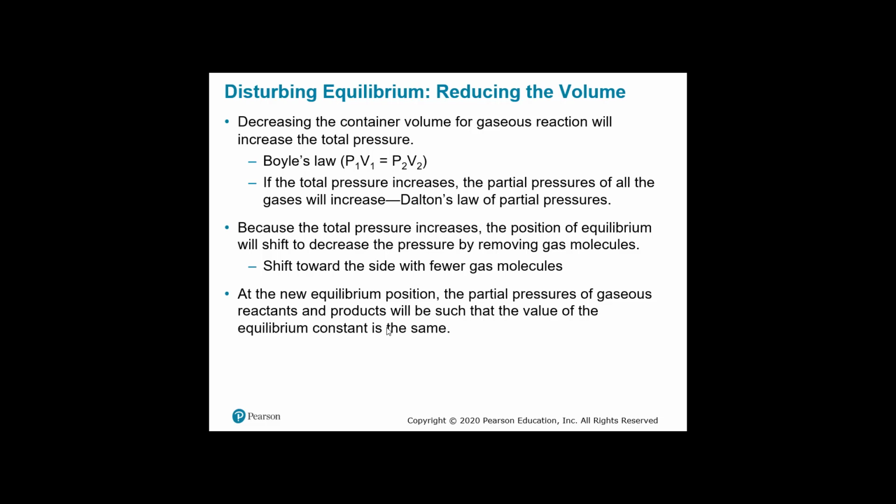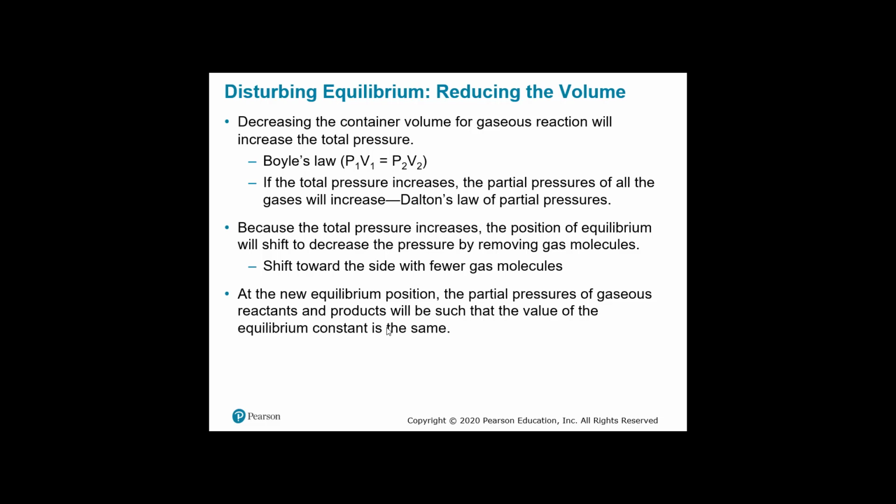So if the total pressure increases, then the partial pressures of all the gases will increase. This has to do with Dalton's law of partial pressures. We're just going to focus right now on the gases and the changes. Because the total pressure increases, the position of equilibrium will shift to decrease the pressure by removing gas molecules. How does it do that? Well, we look at the moles of the reaction, and that tells us which side has more moles and which has fewer. Depending on the conditions, that's how we see the equilibrium shift.